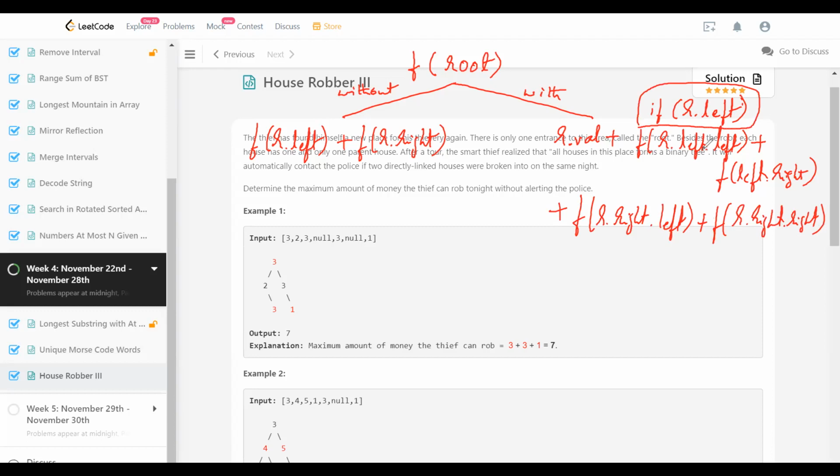So if left exists, we solve these two subproblems. If right exists, we solve these two subproblems, right? So that's how we're going to get the answer.